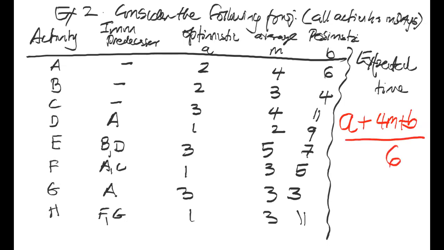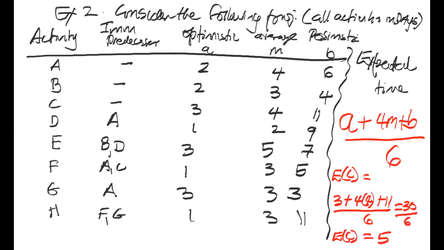So let us do one of the times, say for C. I'm just going to write in the others. So the expected time for C, you're going to have 3 plus 4 times 4 plus 11 over 6. So that's 4 fours are 16 and 3, 19. 19 and 11 is 30. So you have 30 divided by 6. So the expected time for C is 30 divided by 6 equals 5, all right?